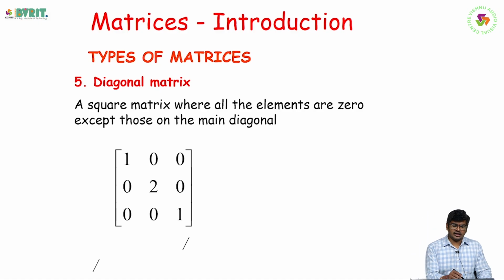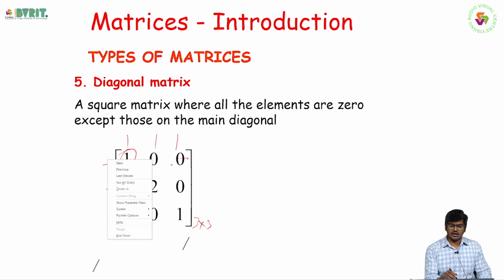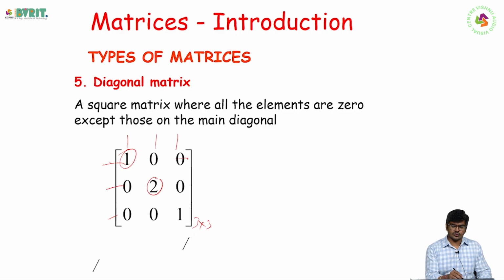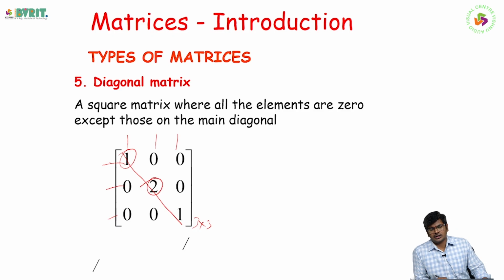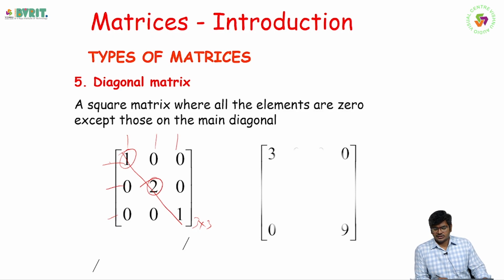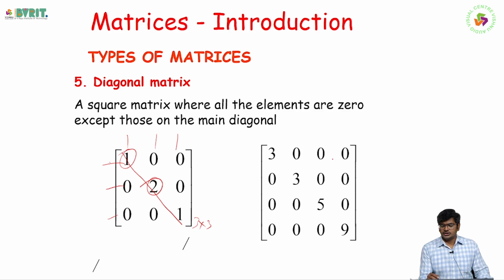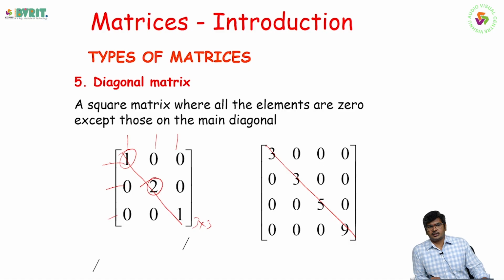Here observe, what is the order? 3 by 3. How many rows? 3 rows. And how many columns? 3 columns. Here observe that the first entry is 1. The remaining entries in the row are zeros. This is the diagonal. Only diagonal elements are not equal to zero. The remaining elements are all 0. Therefore, this is called the diagonal matrix. Another example: 3 0 0, 0 5 0, 0 0 9. Here only the diagonal elements are not equal to zero. The remaining elements are all 0. Therefore, this is a diagonal matrix.